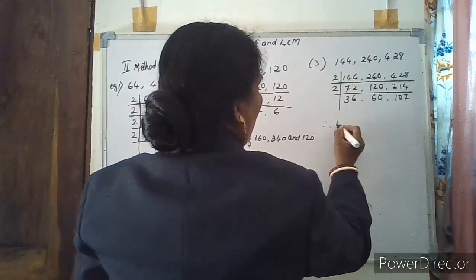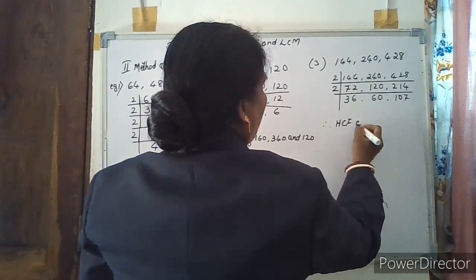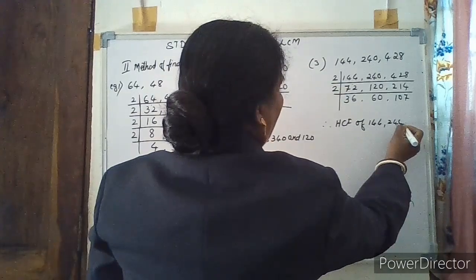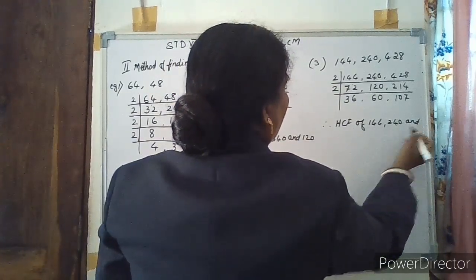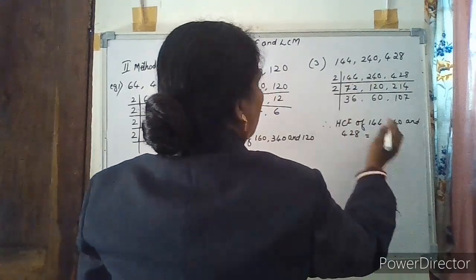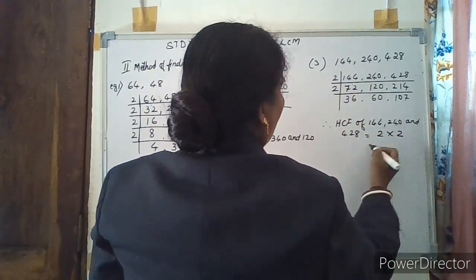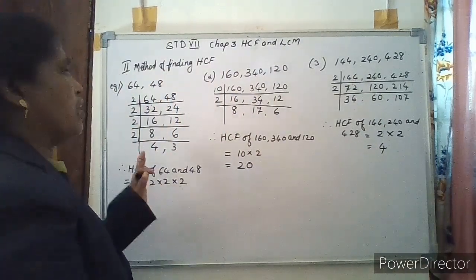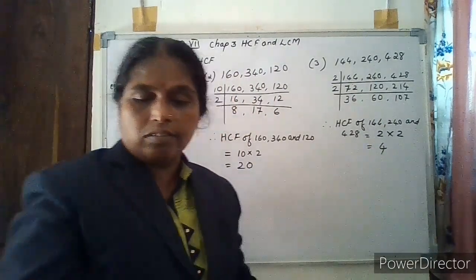Therefore, HCF of 144, 240 and 428 is equal to these two into 2, and that is equal to 4. So this is the second method of finding out HCF.